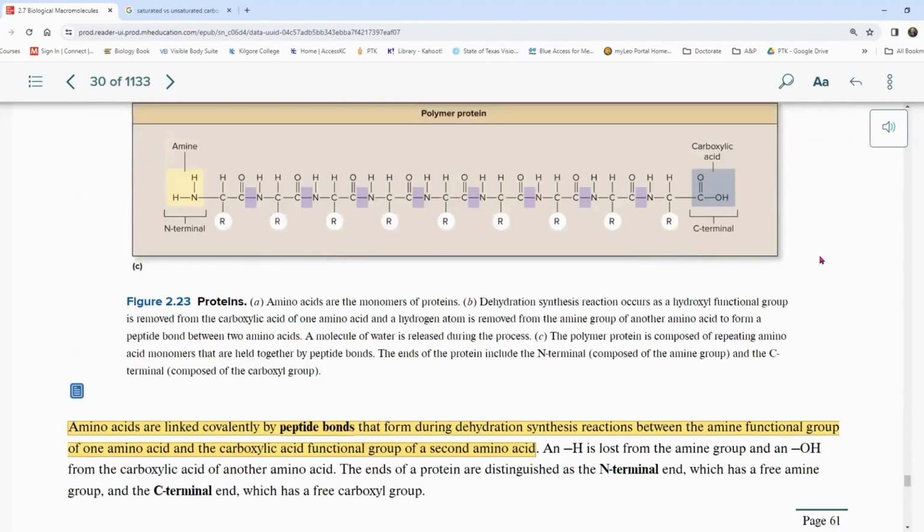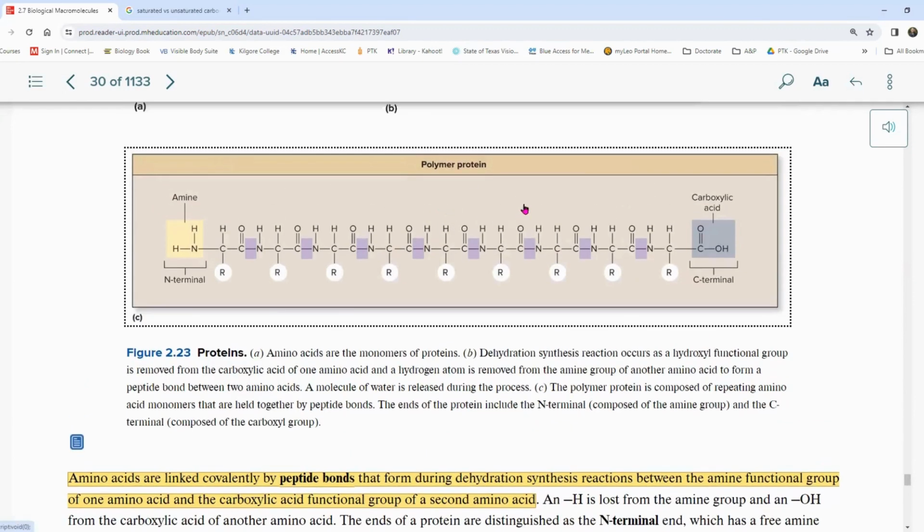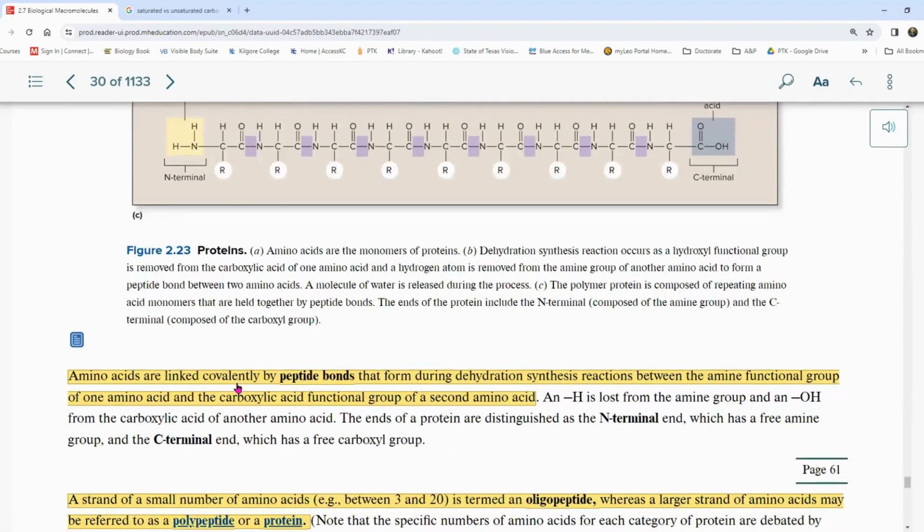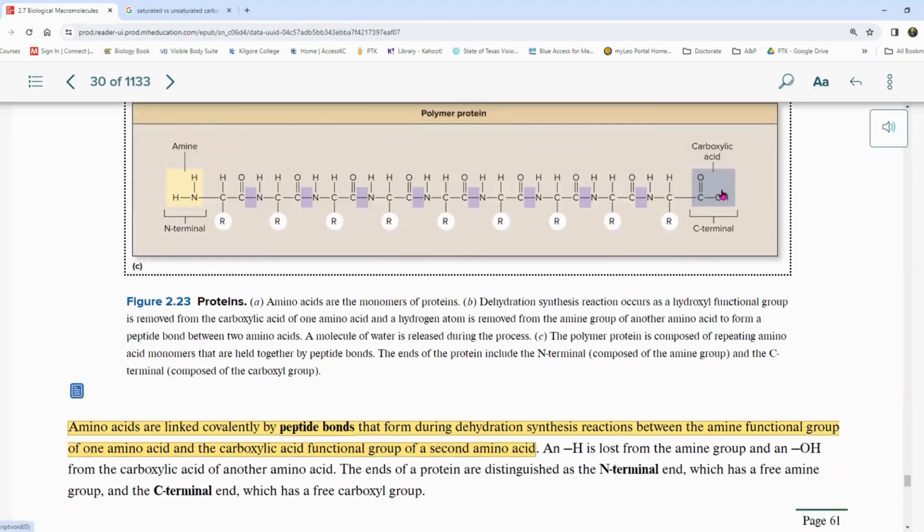So we mentioned earlier the amine groups, which you see right here. A protein is made out of amino acids. It's just a big long chain of amino acids and a carboxylic acid that we're seeing down here at the very end. So amino acids are linked covalently, which means that they are sharing their electrons, by peptide bonds that form during dehydration synthesis reactions between the amine functional group of one amino acid and the carboxylic acid functional group of the second amino acid. So that's what you're seeing right here with the amine group and the carboxylic acid. So this is a protein that's being linked together.